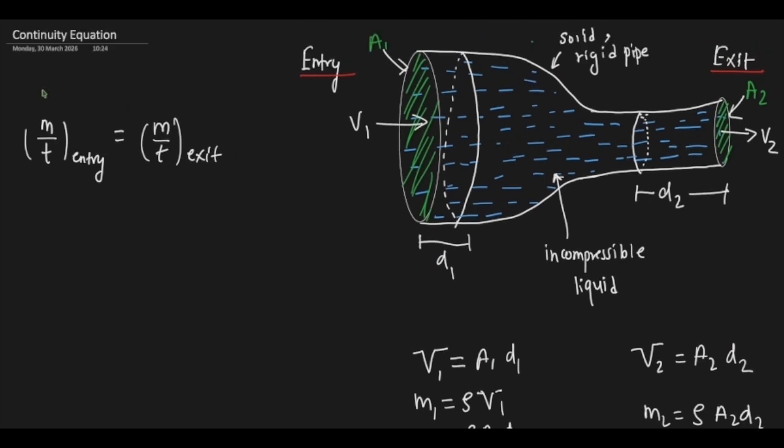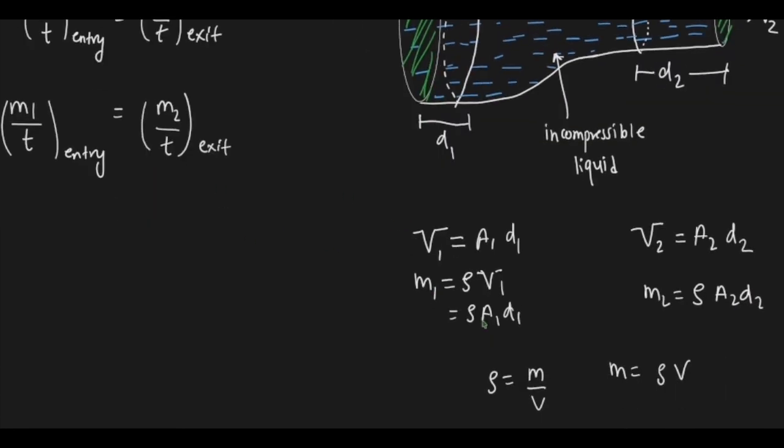And if you look at the conservation of mass, it states that the mass flowing in any time must be equal to the mass flowing out in that same amount of time. It means if m mass is entering in t time in this section, the same amount of mass should be exiting in the same time from this section. So that means m1 over t in the entry must be equal to m2 over t in the exit. And we know m1 equals rho A1 D1 and m2 equals rho A2 D2.